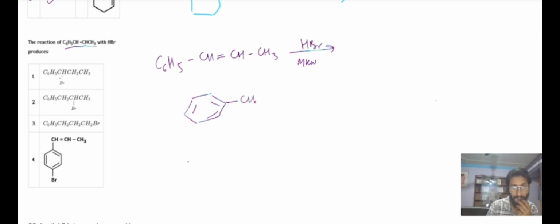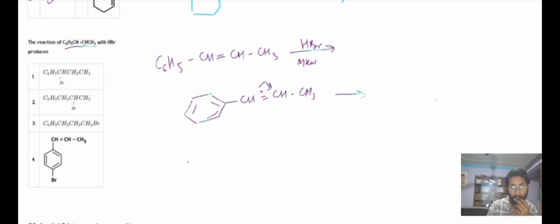C6H5, then this is CH double bond CH and then CH3. It's so obvious that the double bond would shift like this. It will never shift like this. Why? Because of the formation of stable carbocation by this method.